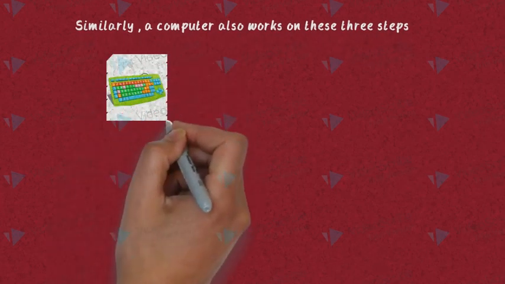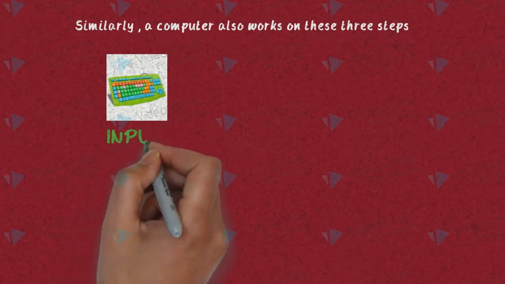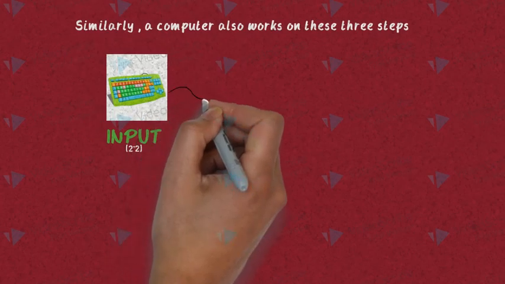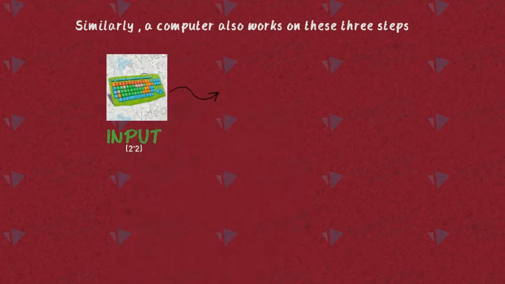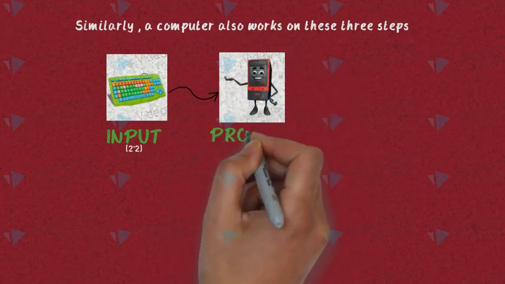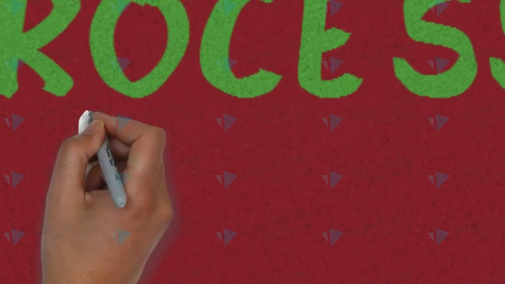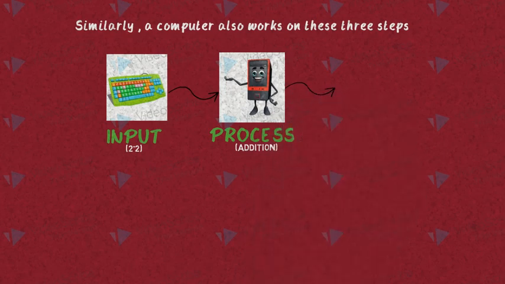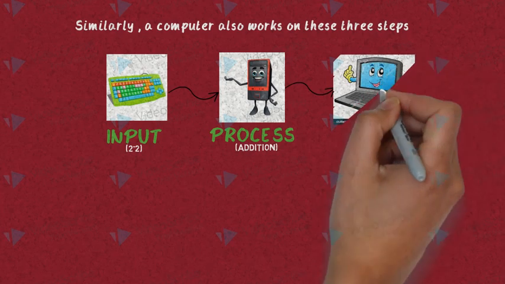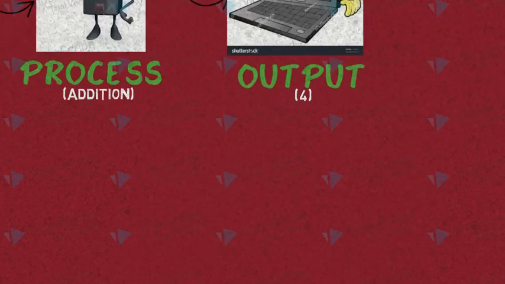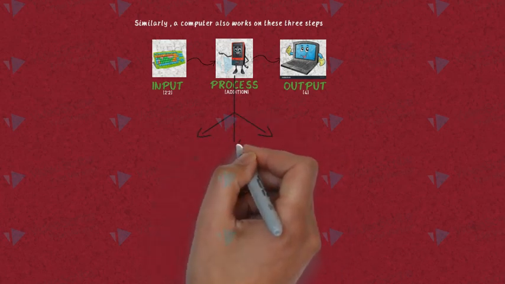First, we give the input to the computer through the input devices such as keyboard. Here we are giving the input as 2 plus 2 as an example. Now this will go inside the CPU, which is going to perform some process on it. In our example, the process will be addition. Now after performing addition, the CPU is going to send the answer or the result to the output device such as monitor. So here in our case, it is going to display the answer as 4 because 2 plus 2 is equal to 4.